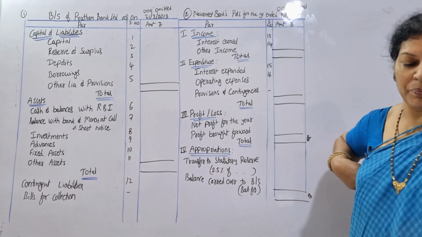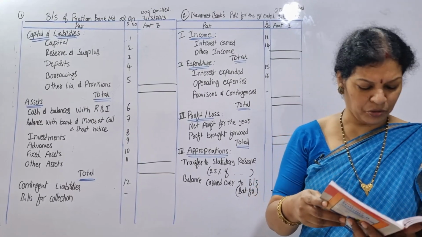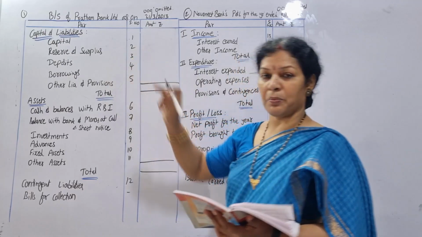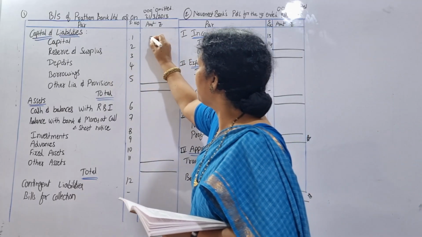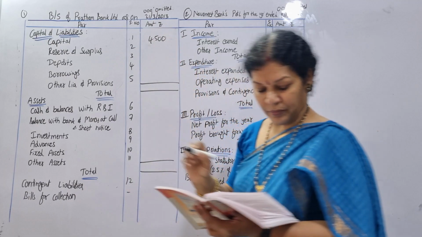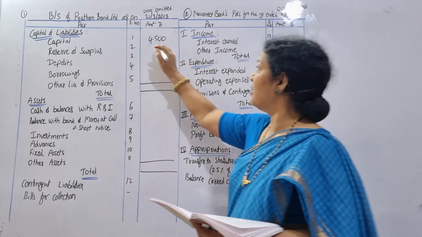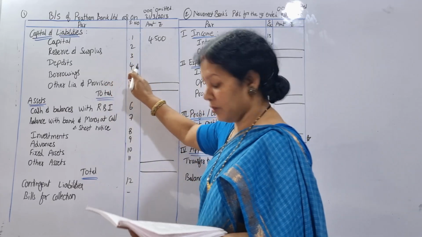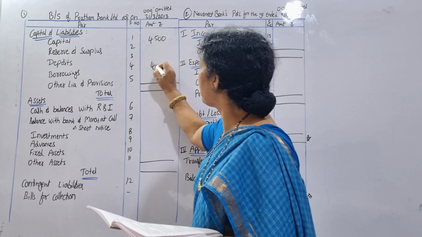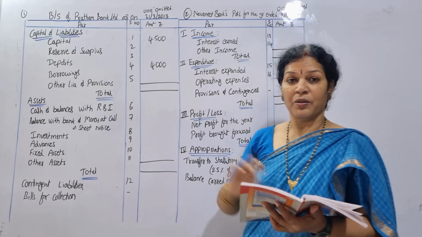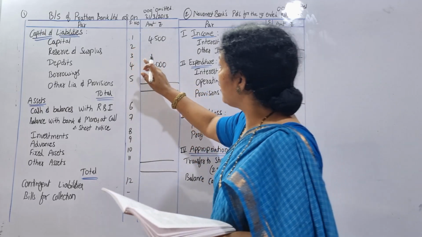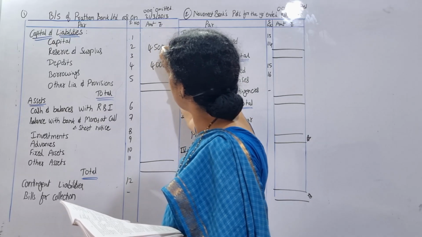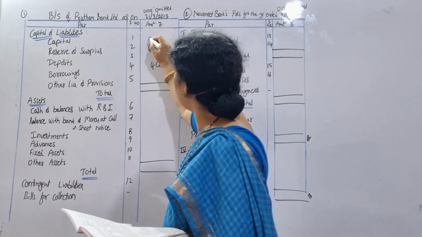Now, as per the problem, each and every item we will write according to the schedule. First one is reserves and surplus. As I just told you, which schedule? Second schedule. What is the amount? 4,500. I'll write here 4,500. Actually, there are 3 more zeros. Borrowings are schedule number 4. Schedule number 4 is 4,000. Next, capital, first schedule, capital is 2000.